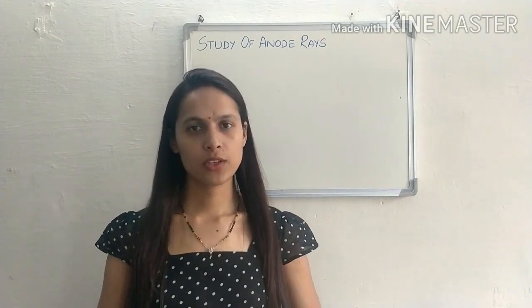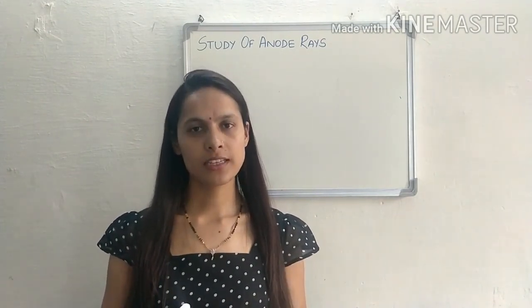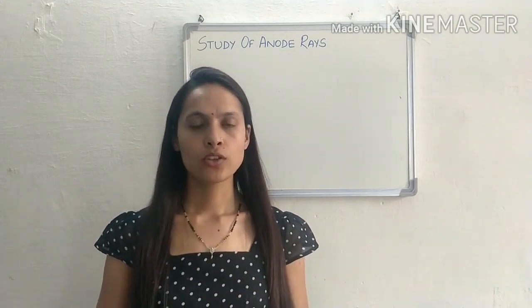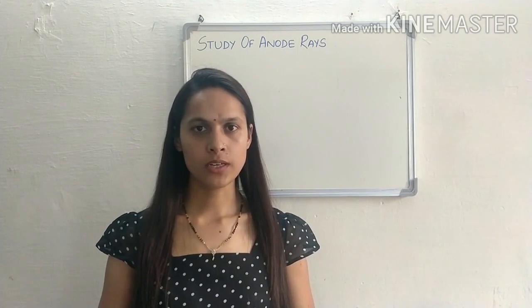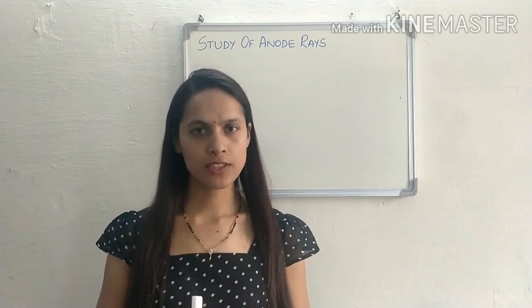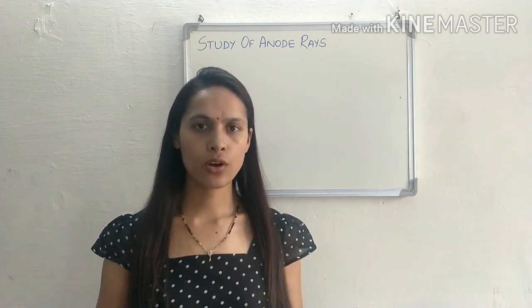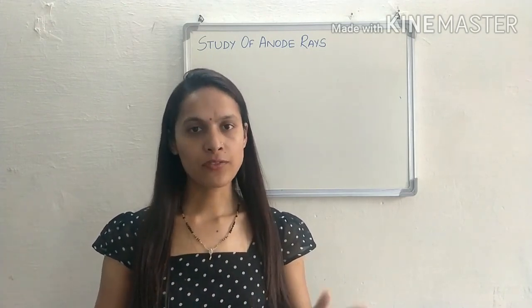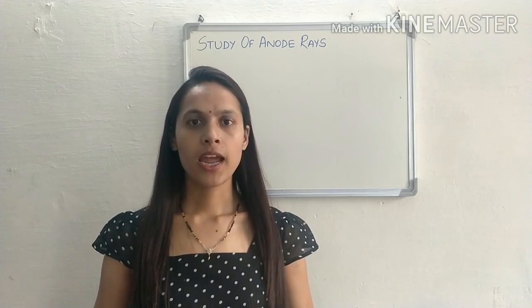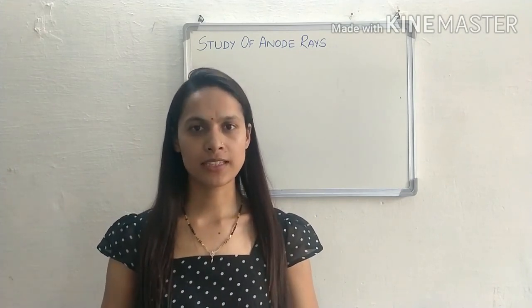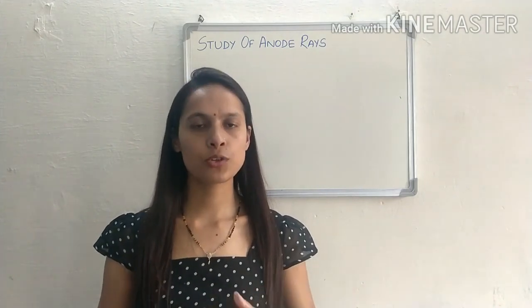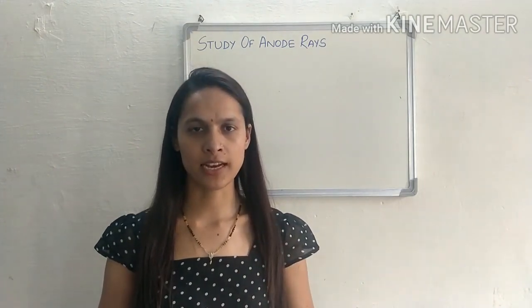In our previous video, we studied cathode rays and the discovery of the electron. When the electron was discovered, an electron is a negatively charged particle, and we all know that the atom as a whole is a neutral species. After the discovery of the electron, it struck the minds of scientists that if there is a negatively charged particle in the atom, there should be a positively charged particle in the atom.